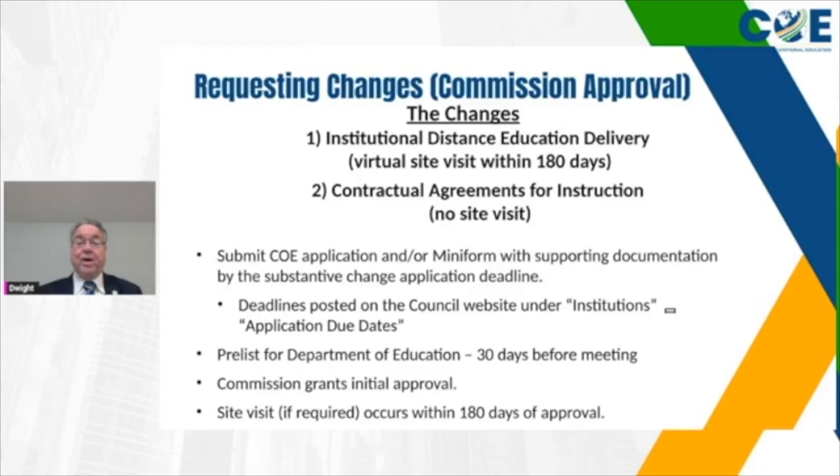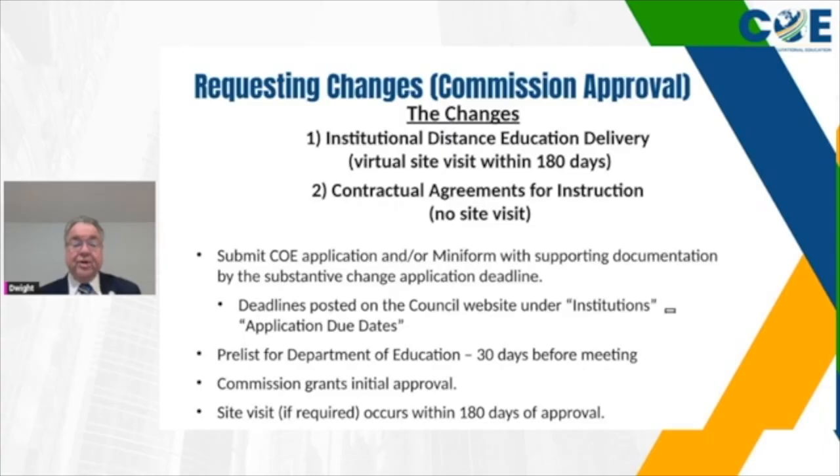Requesting changes that require commission approval. The program changes that require commission approval are institutional distance education delivery, which will have a virtual site visit within 180 days, and also contractual agreements for instruction. They don't require a site visit. You will submit the COE application and/or mini form with the supporting documentation by the substantive change application deadline. Deadlines are posted on the Council website under Institutions and Application Due Date.